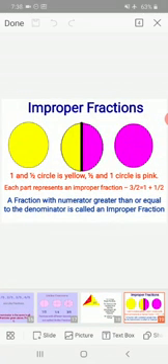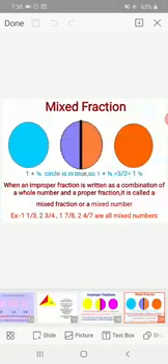Now what is improper fraction? It is totally opposite of proper. That means a fraction with numerator greater than or equal to the denominator is called improper fraction. Improper fraction is bigger than 1 whole. Now if you see, 1.5 circle is yellow, 1.5 circle is pink. That means it is greater than the whole also.